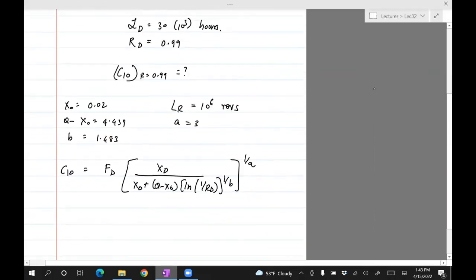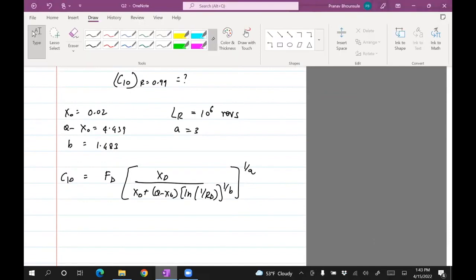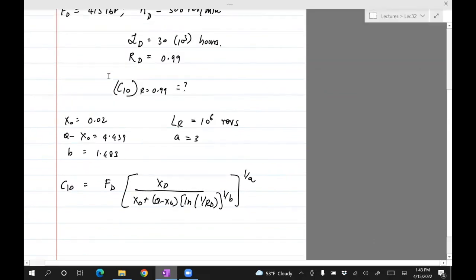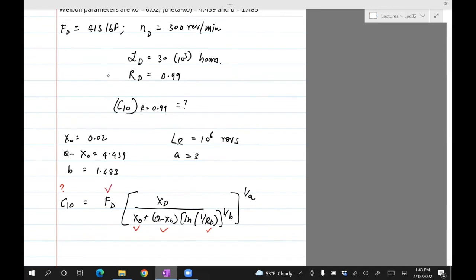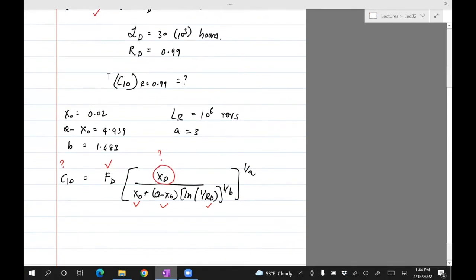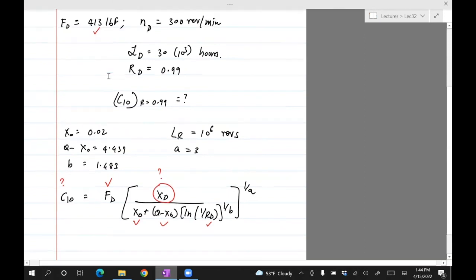Okay, so let's see what's given, what's not. C10 is unknown. x0 is given. Theta minus x0 is given. The reliability at D, this is given, 0.99. And so FD is the desired, so it's also given. However, we are not given XD. This is an unknown. So once we find XD, we can sub in the value for XD and compute C10. So how do we compute XD?